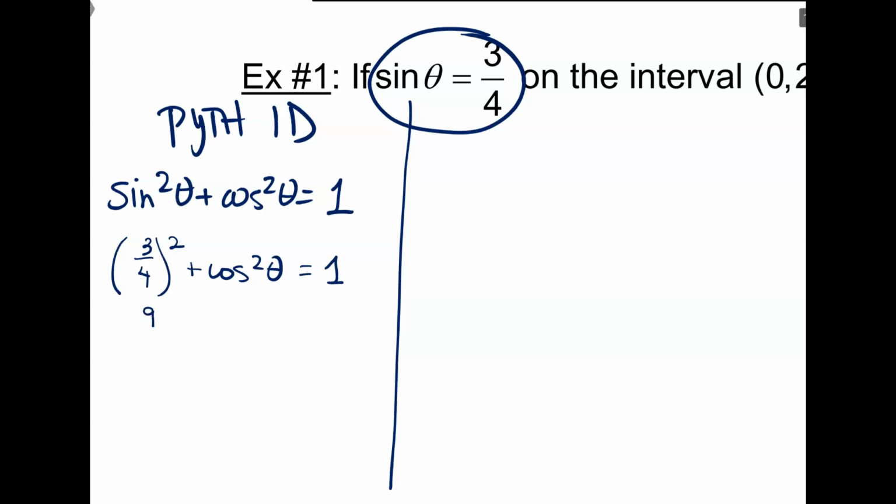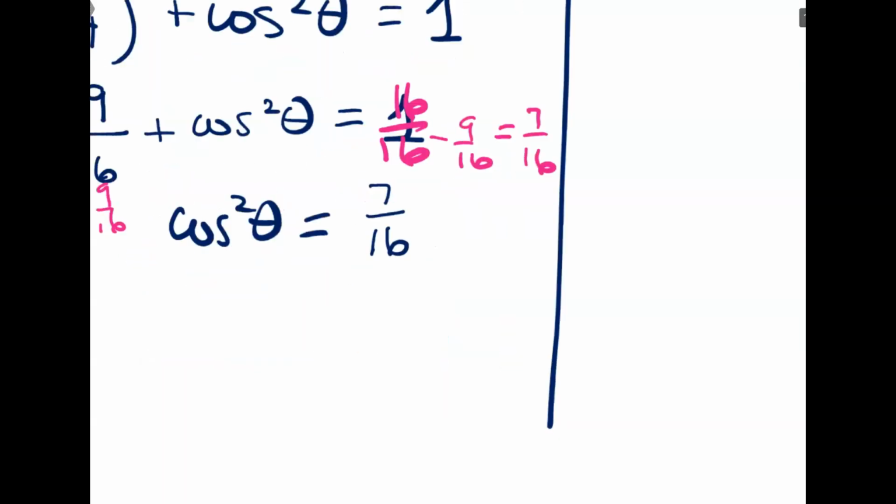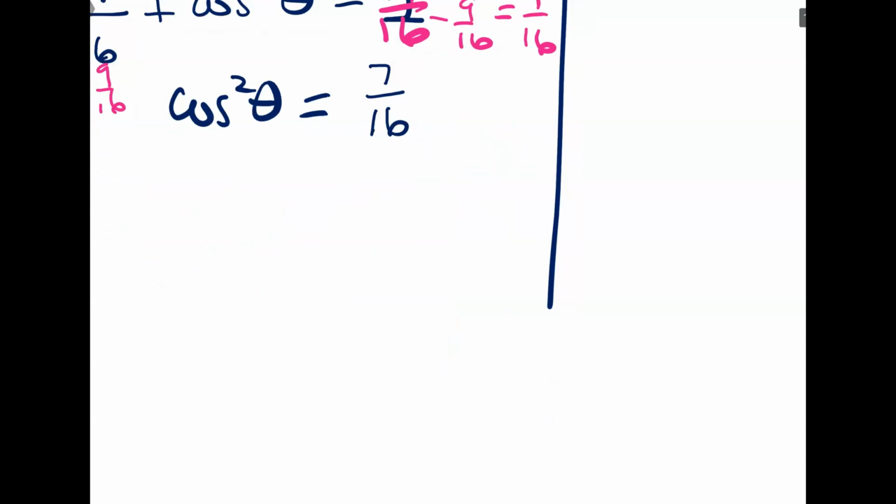Of course, 3 squared is 9, 4 squared is 16, plus cosine squared theta is 1. So subtract 9/16 from both sides. 1 is the same thing as 16/16, right? What's 16 minus 9? 7. So all I did was subtract 9/16 from both sides. Technically, this is 16 over 16, so 16 minus 9 is 7/16, just for clarity. So now I have cosine squared is equal to 7/16.